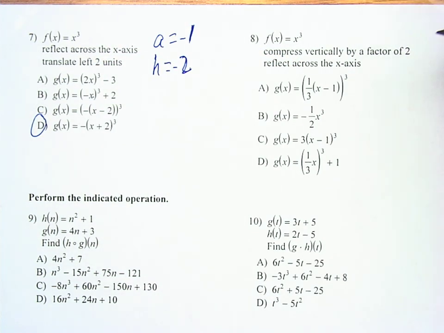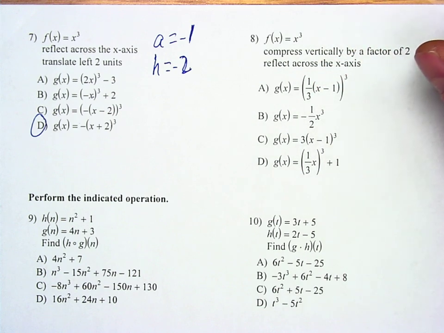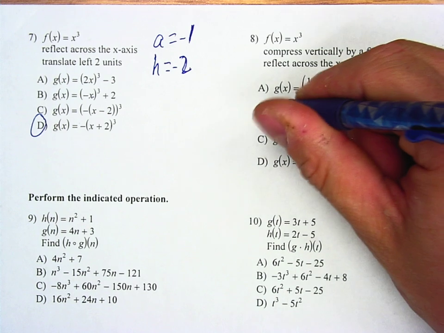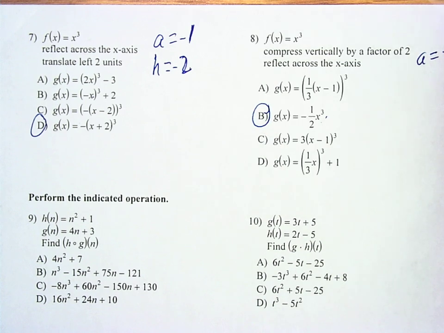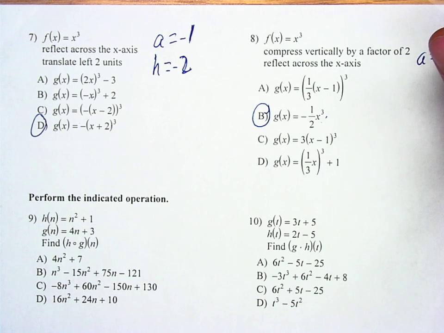All right. Question 8. Compress vertically by a factor of 2. That tells me that's a half. And the reflection tells me it's negative. A is negative 1/2. There it is, right there, B. So again, compression vertically by a factor of 2 tells me it's a half compressed instead of expanded.